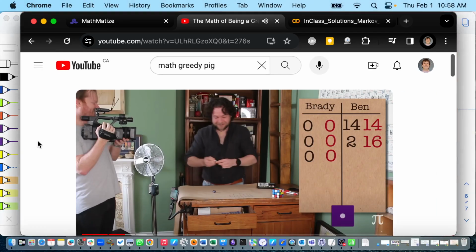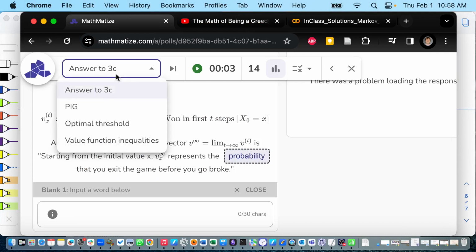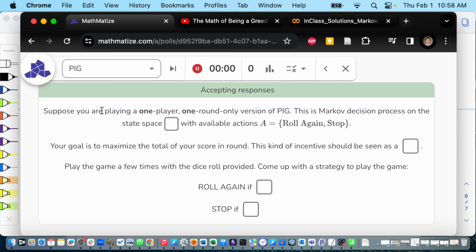We're going to do two things. The first thing is to say what the state space is. What is the state space for this? I told you the actions: you can either roll again or stop. This is an important thing. In the video, they were playing a two-player version of Pig, with one player versus the other player, cumulative totals, all that. We're doing a super simplified version to start. We'll build up to that. We're going to do one player and one round only.